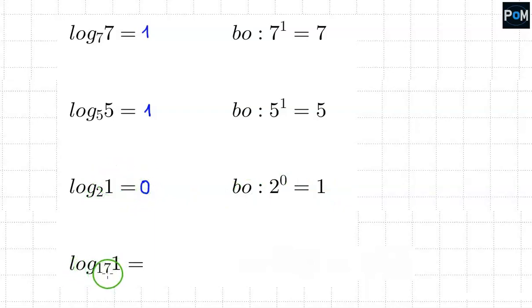Now it's probably going to be the same because we have 17 as the base of the log, and the result should be 1. So 17 to what power gives the result of 1? 17 to the power of 0 equals 1. Here we have it written down. So the result of this log will be 0.